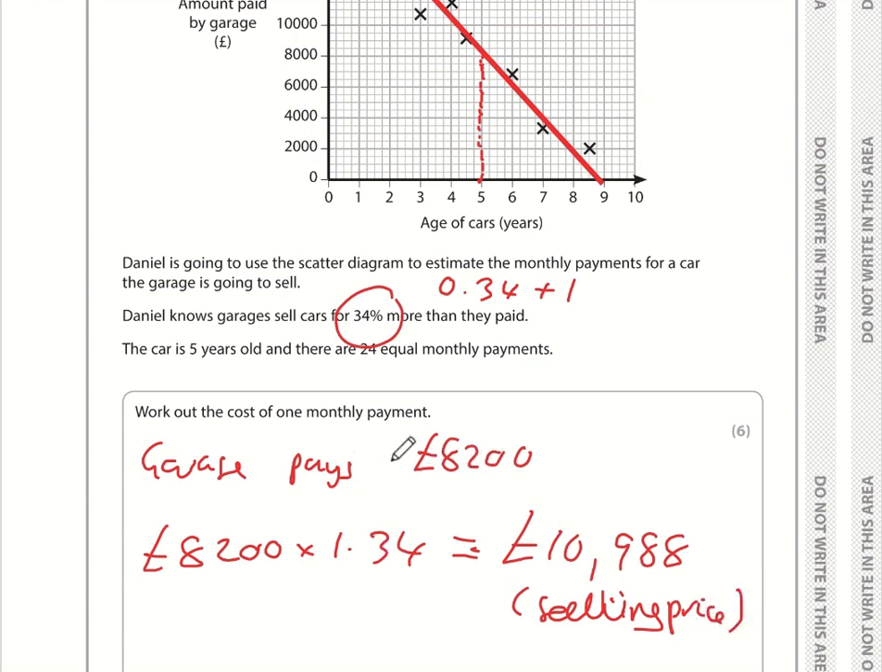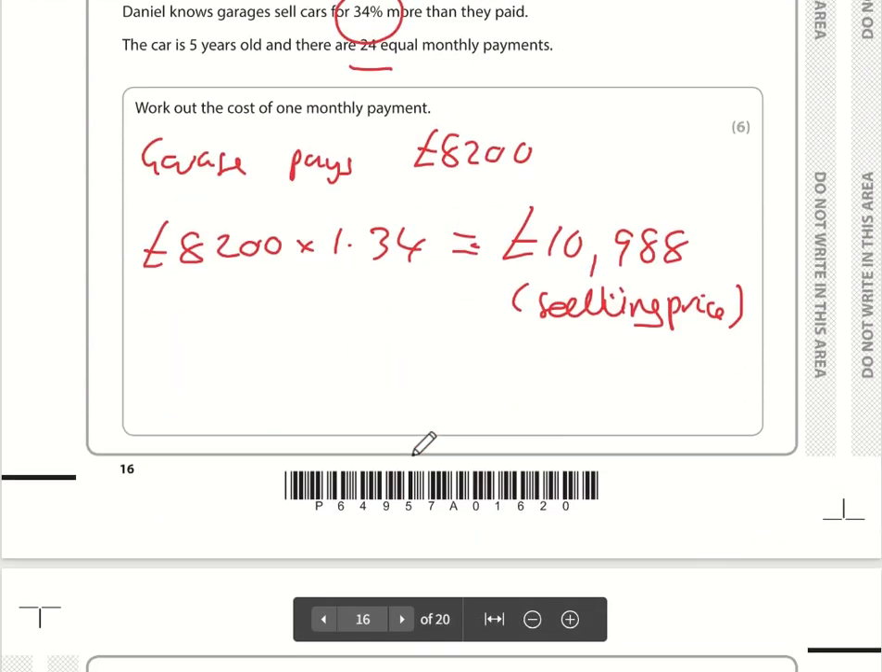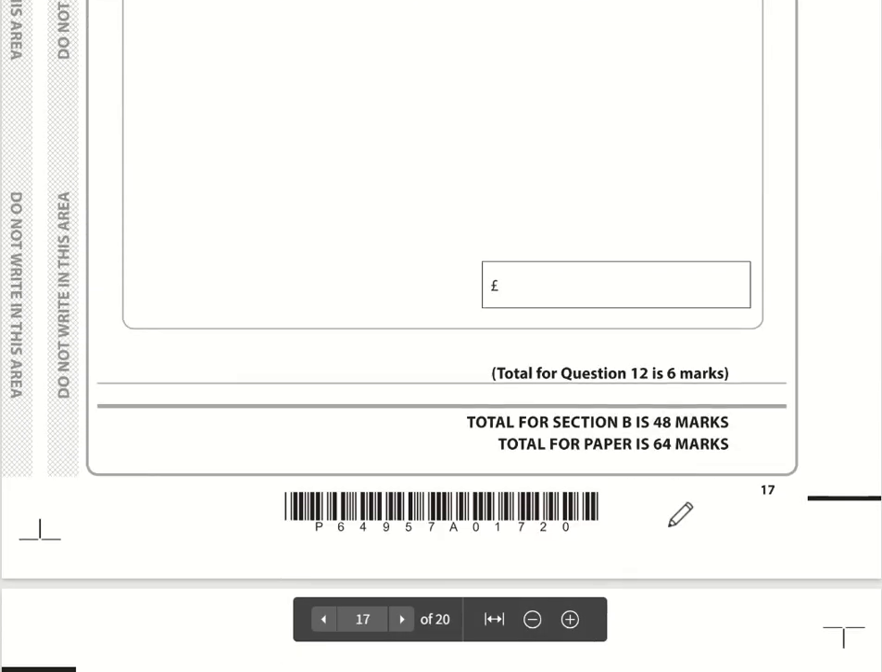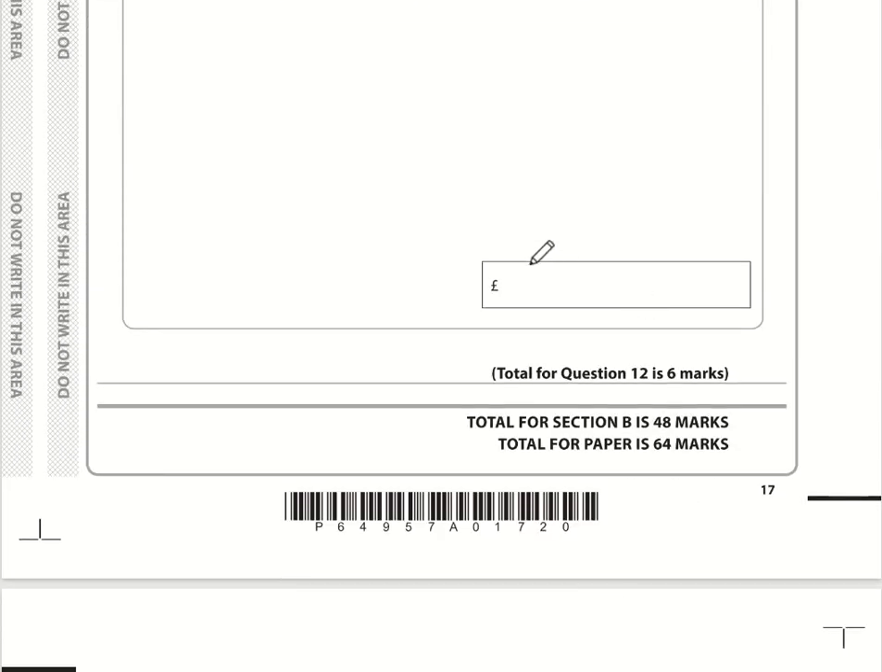And we need to work out a monthly payment, and there are 24 equal monthly payments. So all I need to do now is divide the 10,988 by 24, and what do I get? I get a total of 457.83 recurring, so £457.83. There we go. Okay, and that is the end of the paper.